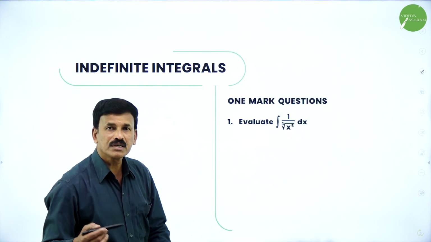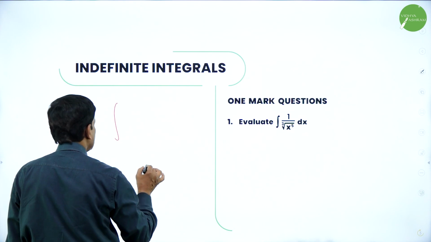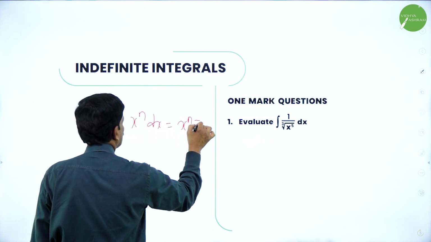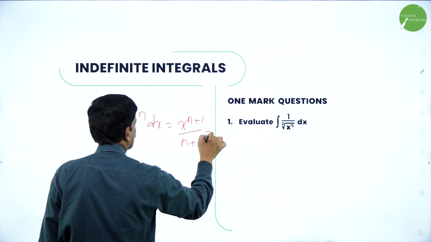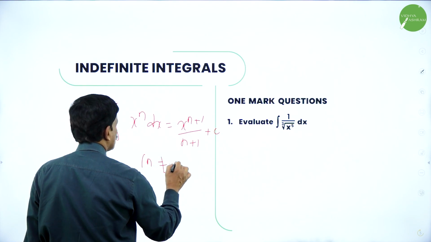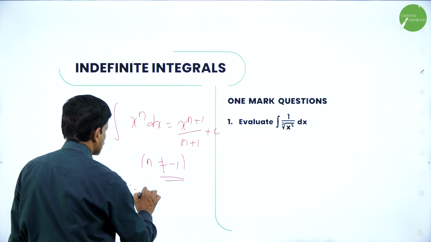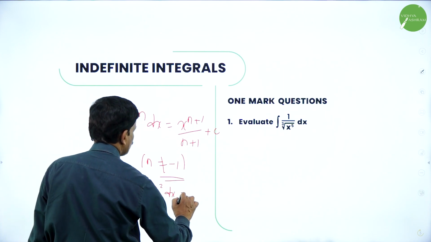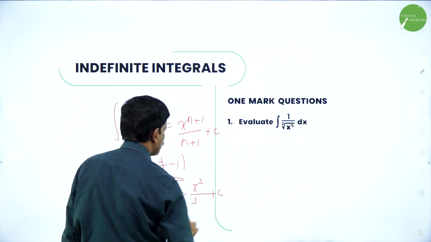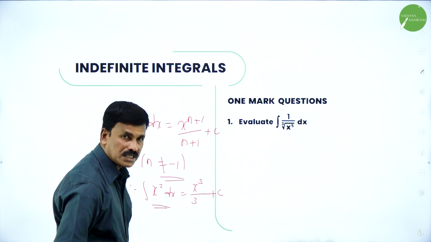Now move on to the 1 marker questions. Let us recall the very important integral formula. Integration of x to the power of n dx is always equal to x to the power of n plus 1 divided by n plus 1, plus c, where c is called the constant of integration and n is not equal to minus 1. For example, let us consider integral of x square dx. Integral of x square is x to the power of 2 plus 1, that is 3, by 3 plus c. X to the power of 3 divided by 3 plus c is the integrated answer.